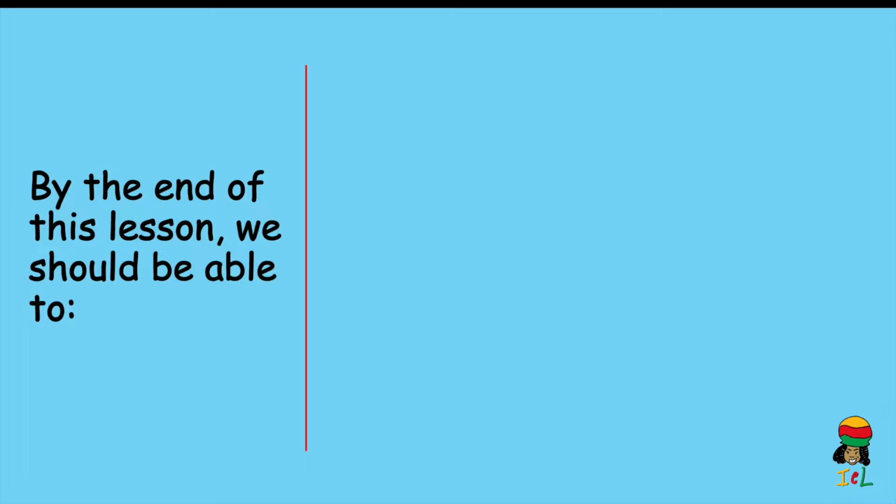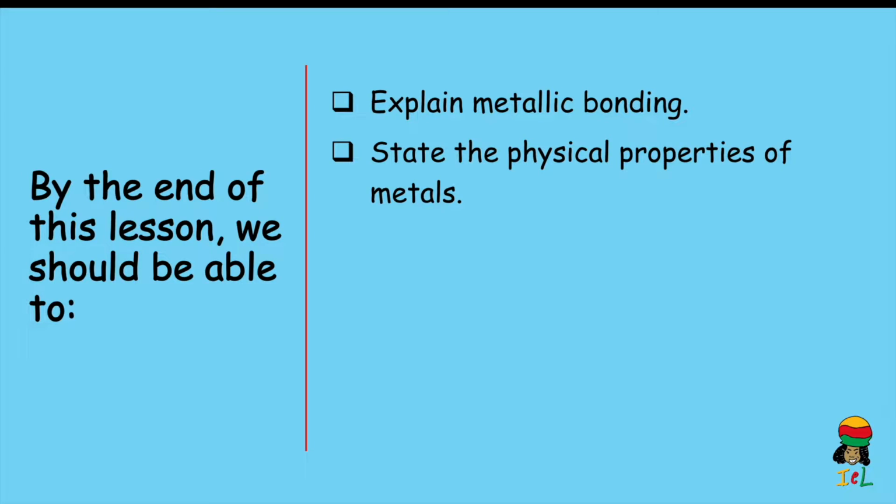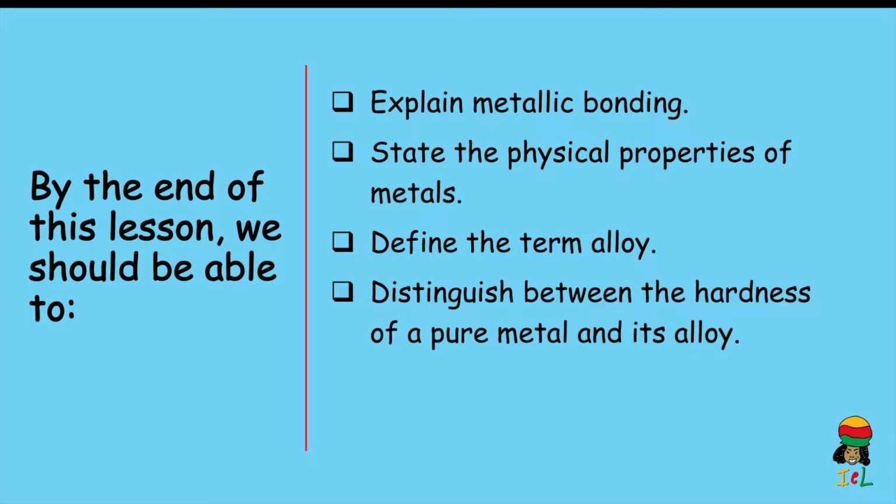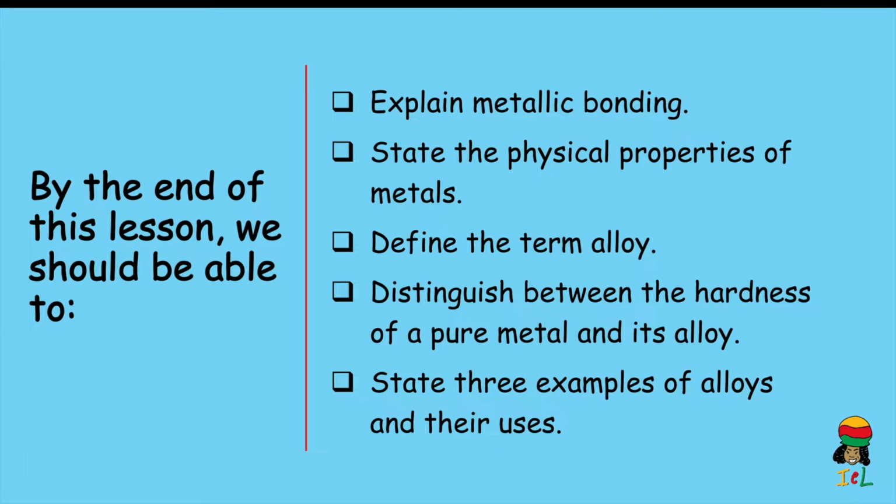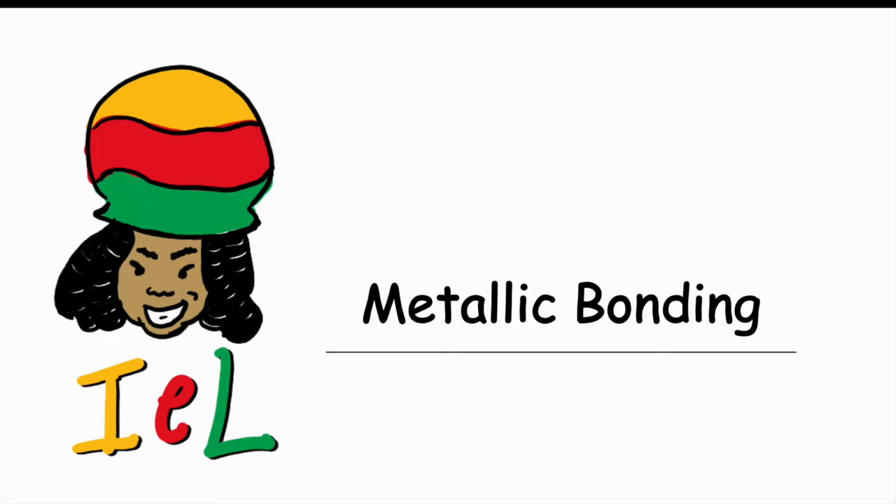By the end of this lesson, we should be able to explain metallic bonding, state the physical properties of metals, define the term alloy, distinguish between the hardness of a pure metal and its alloy, state 3 examples of alloys and their uses. Metallic bonding, as the name suggests, involves metal atoms bonding together.